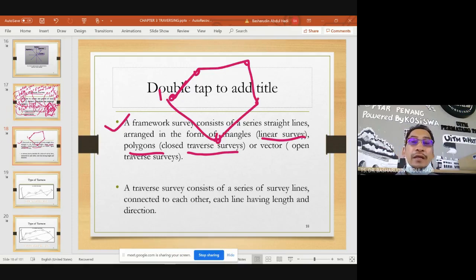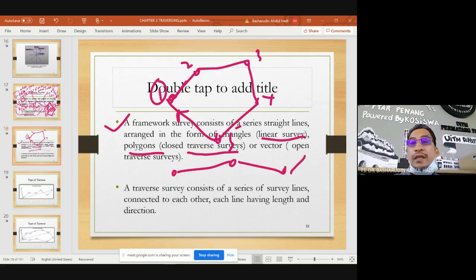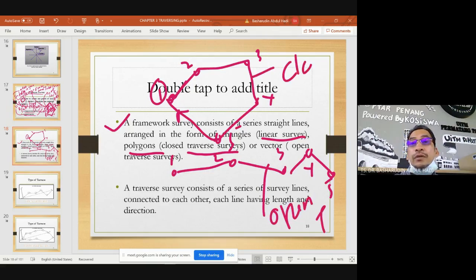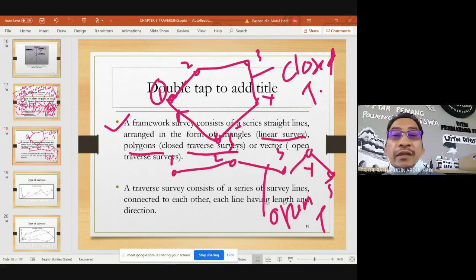closed traverse survey. Okay, because it starts from 1, going to 2, to 3, to 4, to 5, coming back to number 1. And sometimes people say vector is open traverse like this. So we have station 1, station 2, station 3, station 4, station 5. So this one is an open traverse. This one is closed traverse. Actually, this definition is wrong.